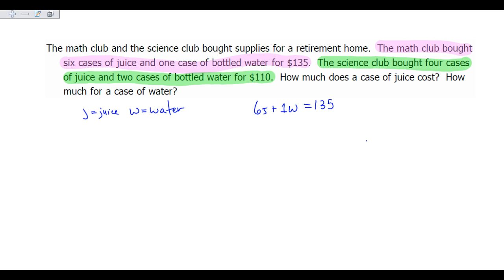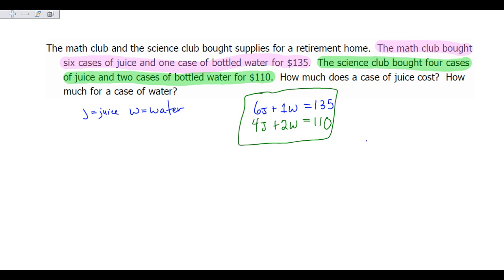The Science Club, they bought 4 cases of juice. That other one doesn't look very much like a J, I better fix it. J. They bought 4 cases of juice and 2 cases of bottled water, and their bill was only $110. So now you can see 2 equations just like you've had for doing substitution, and we'll use substitution to solve this. So from here on out, there's nothing new. The word problems, the whole gist is just setting these 2 guys up to begin with.